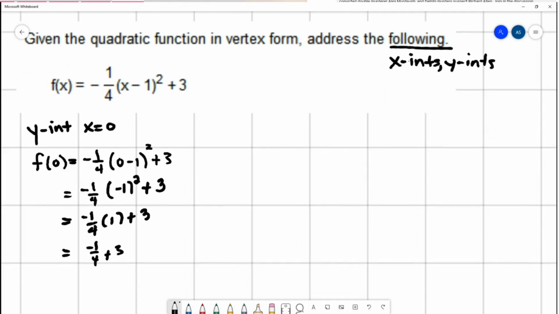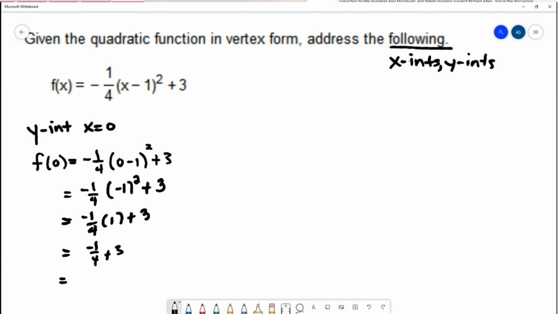So we need to get a common denominator to add these together. So I have a denominator of 4 on the first fraction, so I'm going to multiply by 4 over 4, so I have a denominator of 4 on the second one. That would give me 12 over 4. Add those together, and we have positive 11 over 4. So our y-intercept as an ordered pair is (0, 11/4).